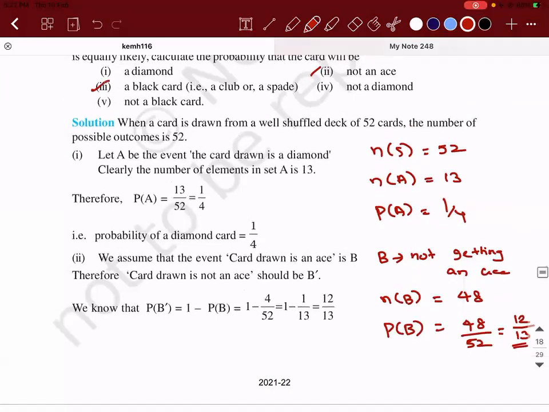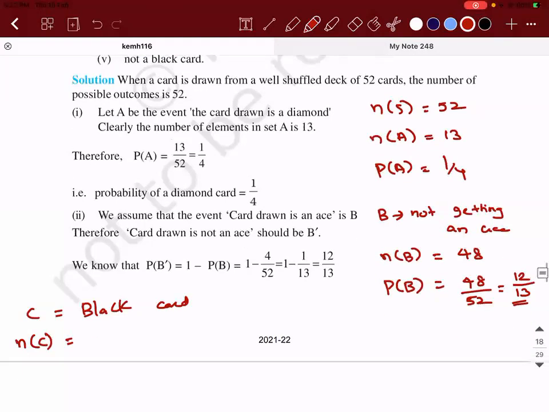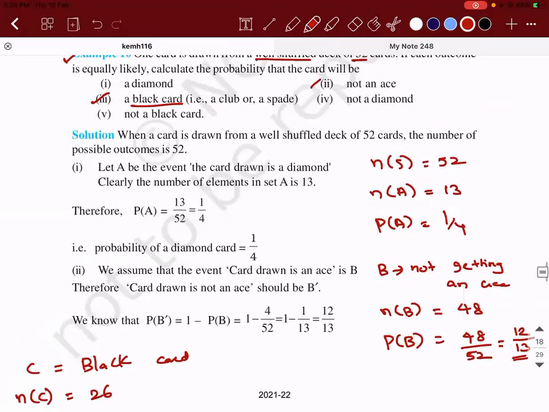Next, you have a black card. So C is getting a black card. So how many black cards are there? Number of elements in C, number of black cards is, this is all basics. I want immediate responses. What are the number of elements in black card? 26. So what is the probability of C? 26 divided by 52. So you have 50% chance of getting it.